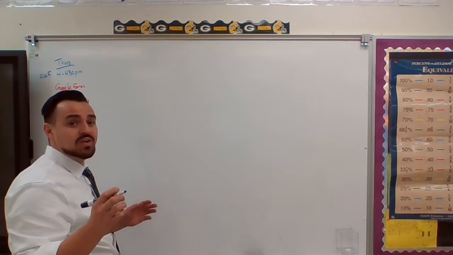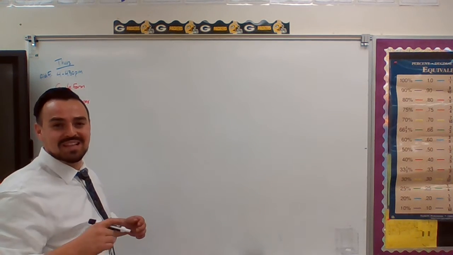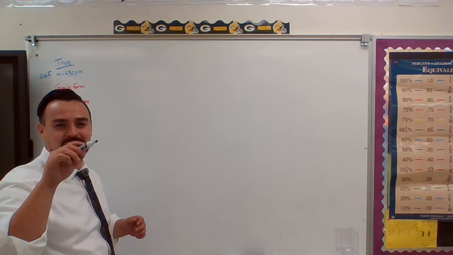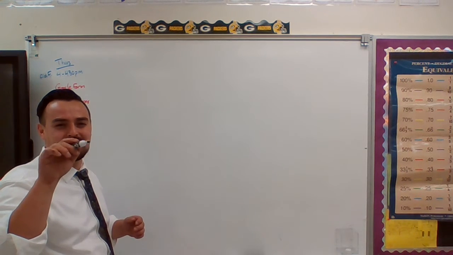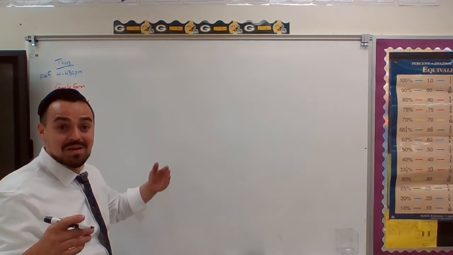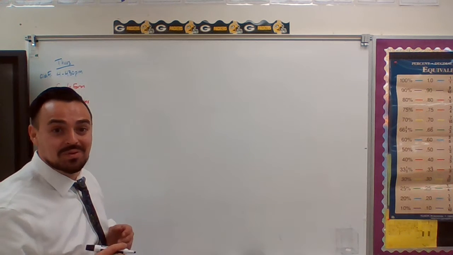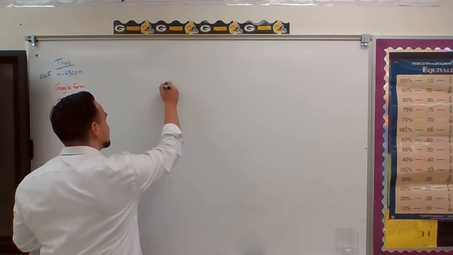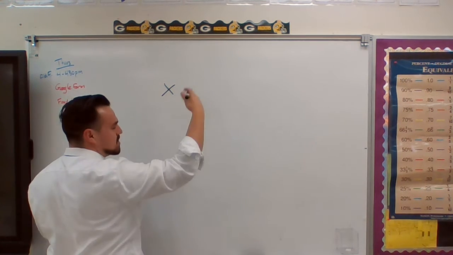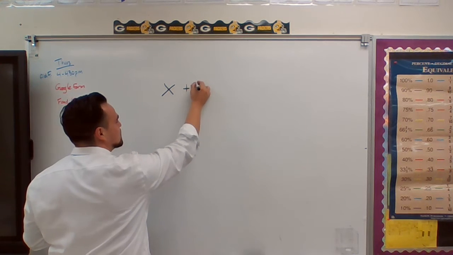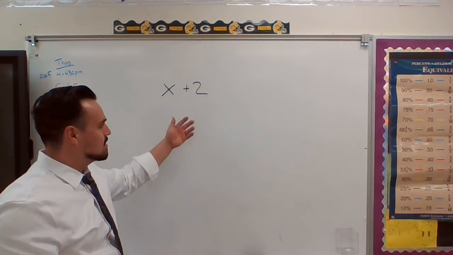The most popular variable is x. You guys remember from my last video? It's probably why we don't use an x anymore to symbolize multiplication, because x is the most popular variable in algebra. X stands for some number. X plus 2 is some number plus 2.